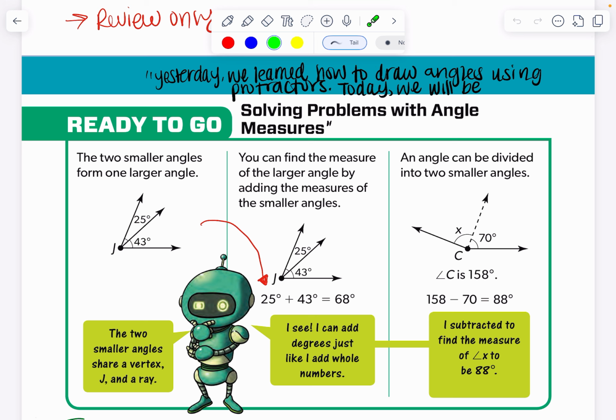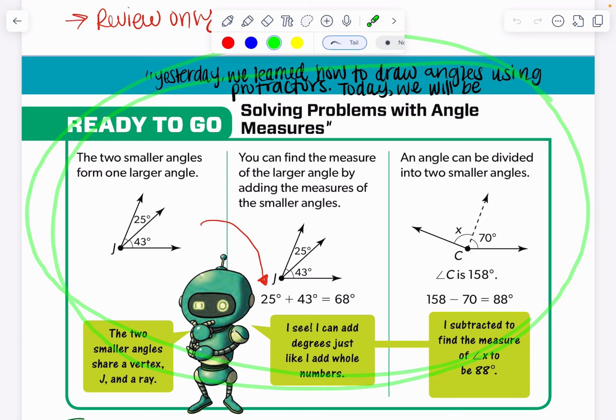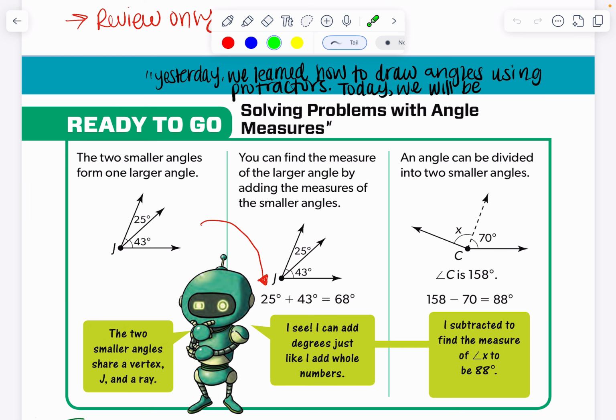So in our lesson intro we want to focus on these two examples right here. In the first one, we see that we have one large angle that has been divided into two smaller angles. So in order to find our unknown, which is the total value of the larger angle, we would have to add the measures of the smaller angles. So 25 plus 43 gives me 68.